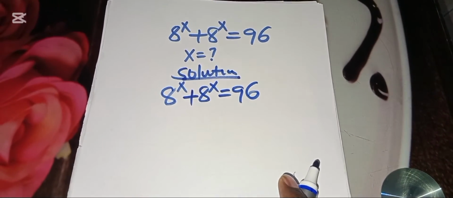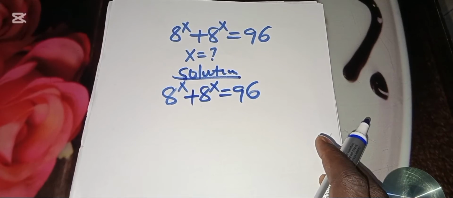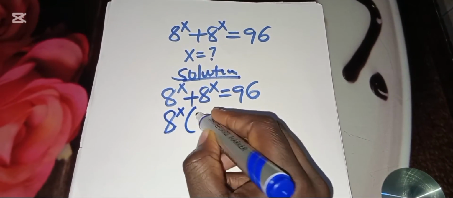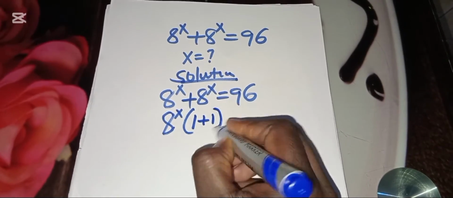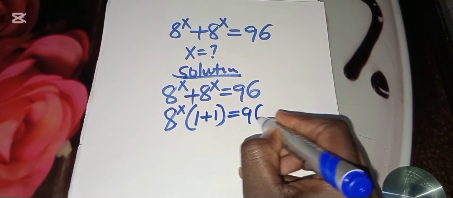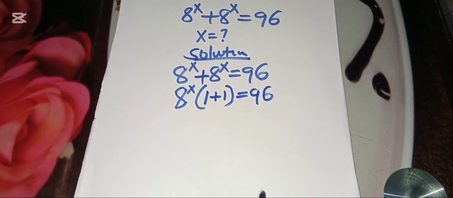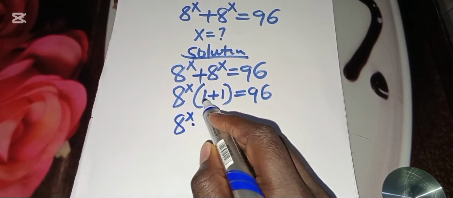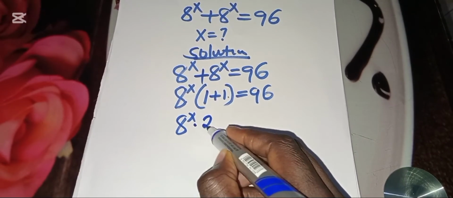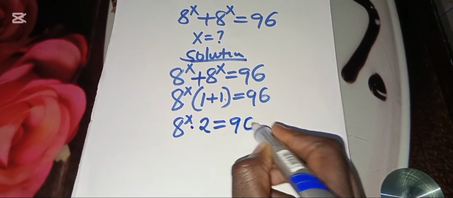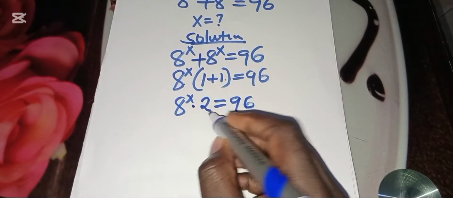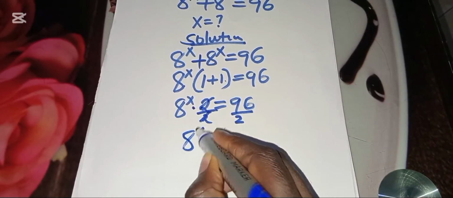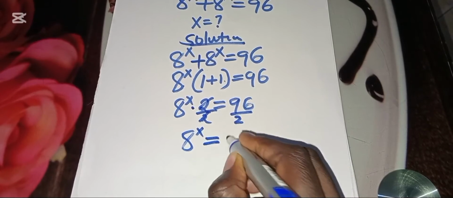Now, as you can see, 8 raised to power x is common. So we factor out 8 raised to power x. This will be expressed as 1 plus 1, which is supposed to give us 96. This is 1 plus 1, so we multiply by 2. This is equal to 96. So we divide both sides by 2, so that now you'll have 8 raised to power x equal to 48.